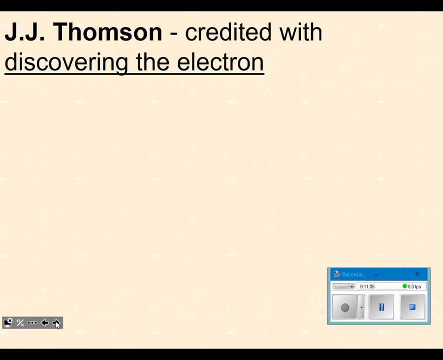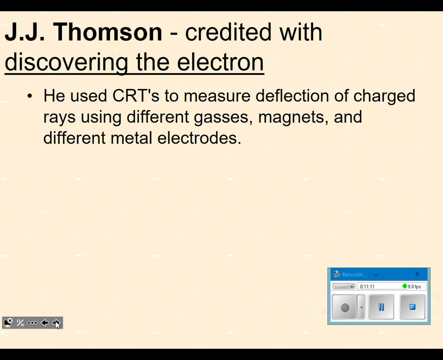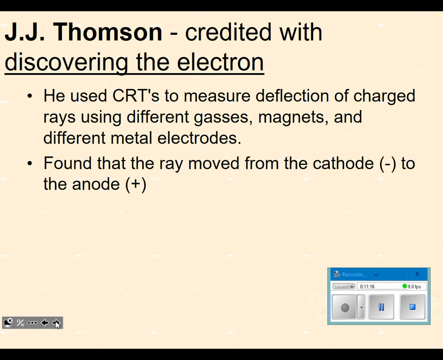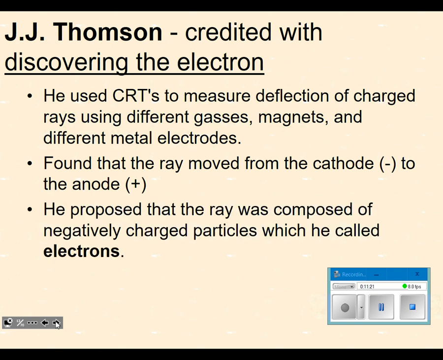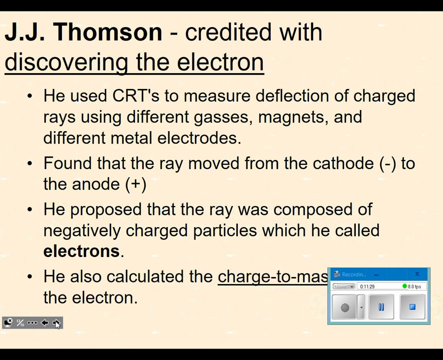So J.J. Thomson is one of your scientists. So again, in your scientist square, you need to make sure that you understand that he was credited with the discovery of the electron. He did use a cathode ray tube. Okay, he found that the ray did move from the negative to the positive. So he proposed that the ray was composed of negatively charged particles, and he then called them electrons. He also calculated the charge to mass ratio of the electron, but he doesn't actually get that credit for that. He gets the credit for discovering it, but he was actually just a part of helping to calculate the charge to mass ratio.